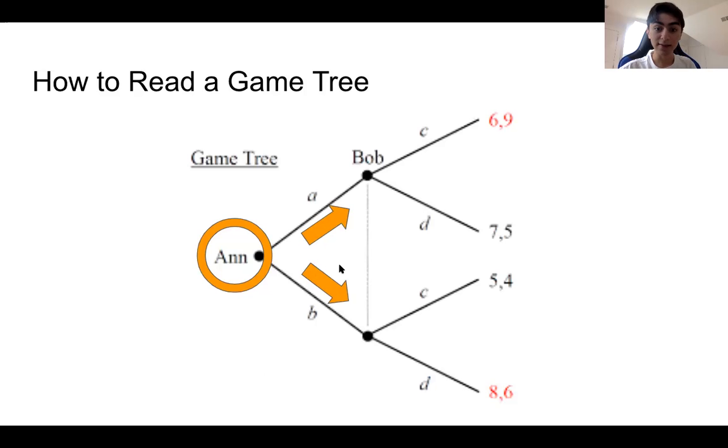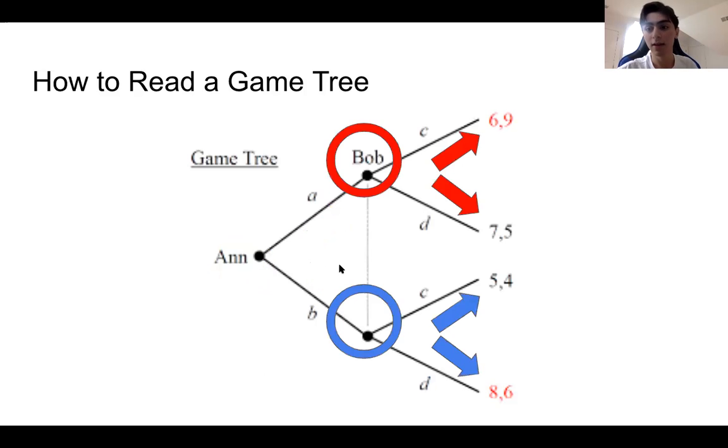Now, based on her decision, Bob must react. So if Bob chose option C or D, it will end up with a different payoff. And Bob can go this way if Anne previously chose A, and Bob can go with either of these if Anne chose option B. So we can see that at the end of the game tree, there are some numbers. These numbers are the payoff numbers.